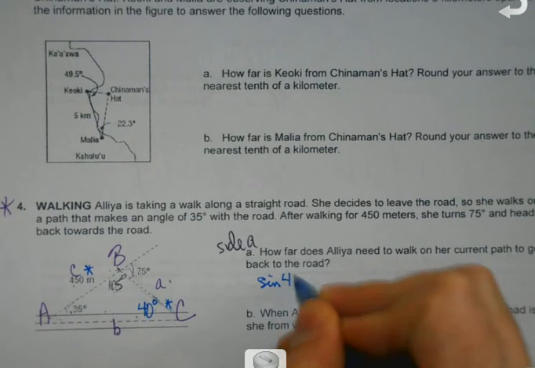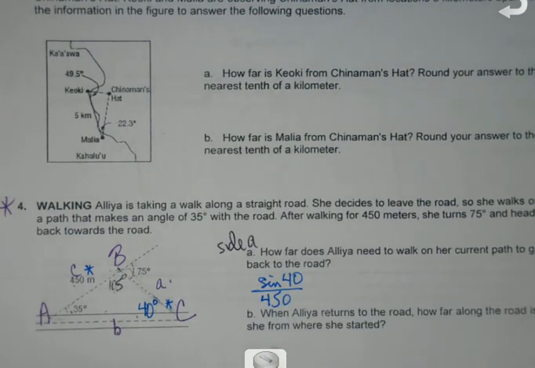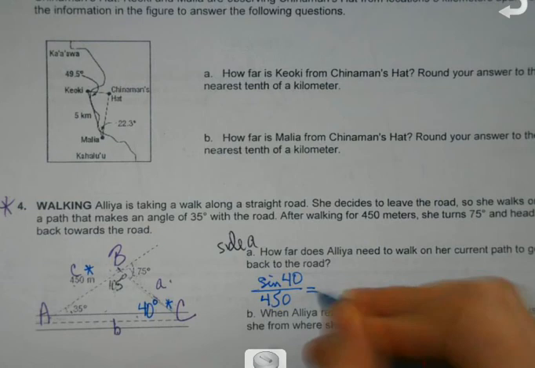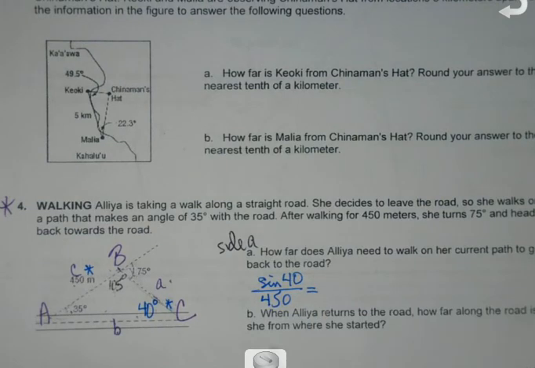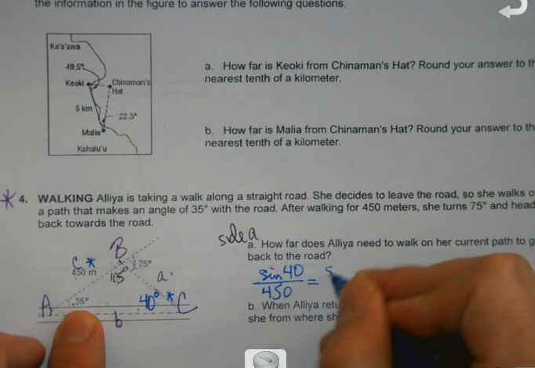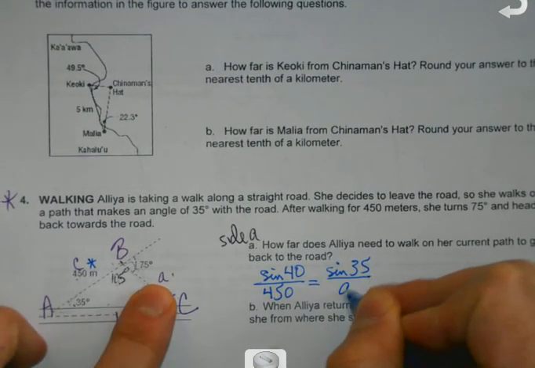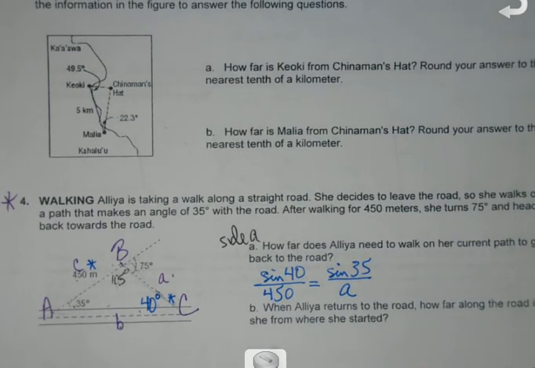So I do the sine of 40 over 450. And then I look and I'm looking for side A, and I have its angle, 35. And I'm going to figure out what side A is. I'm not looking for an angle, so there's going to be no second sine involved here.